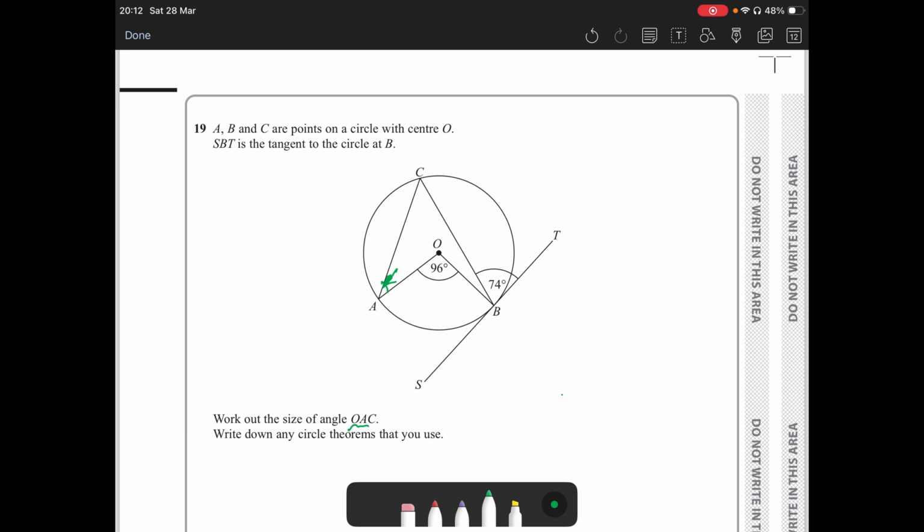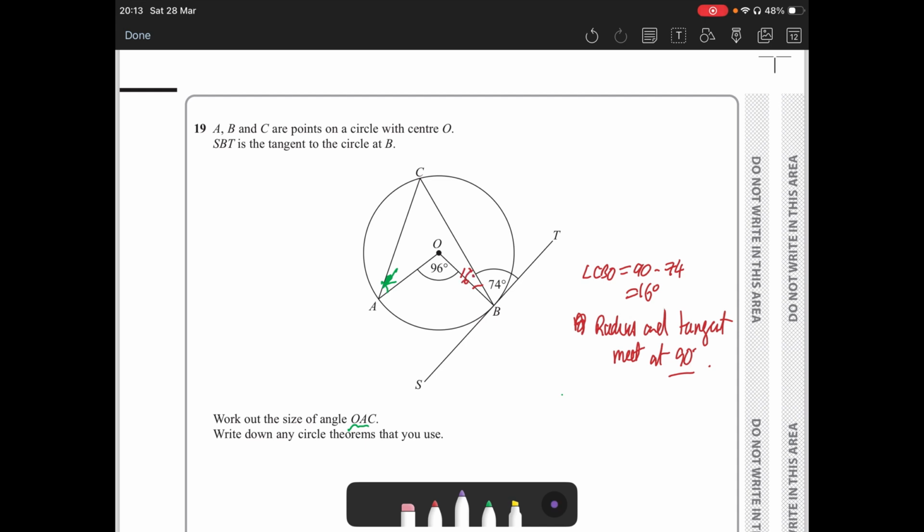Right. So I know that a tangent and a radius meet at 90 degrees. So that angle there, we'll call it CBO. Angle CBO is 90 take away 74, i.e. 16 degrees. And the reason is a radius and tangent meet at 90 degrees. Right, so we'll start by highlighting that as 16 degrees, beg your pardon.